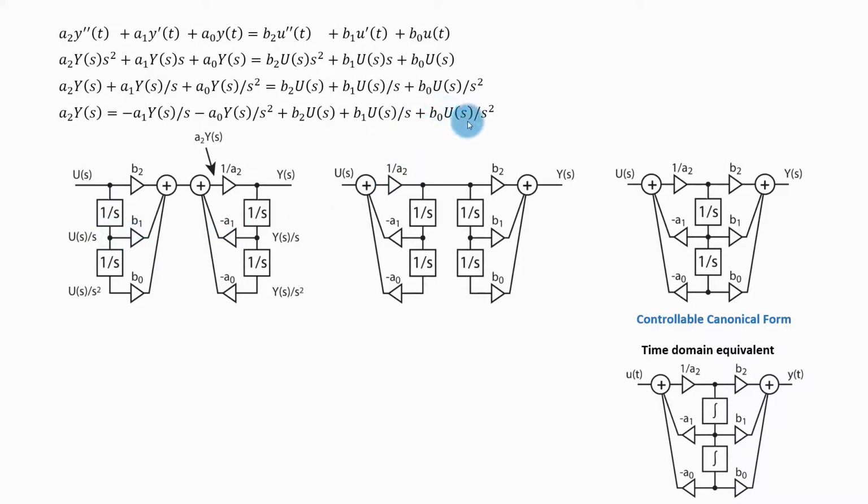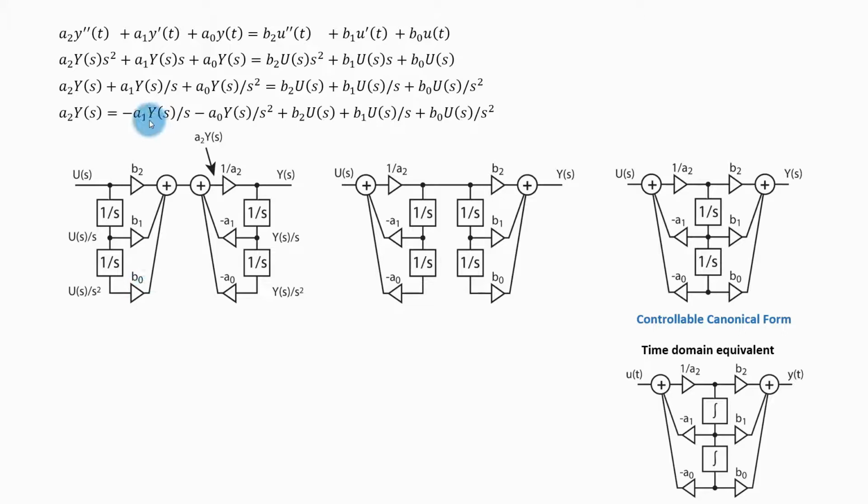Here I have u of s divided by s squared and multiplied by b2. So here I will take u of s, which is already divided by s, and divide it by s again, and I will get u of s divided by s squared, which I need to multiply by this b2.